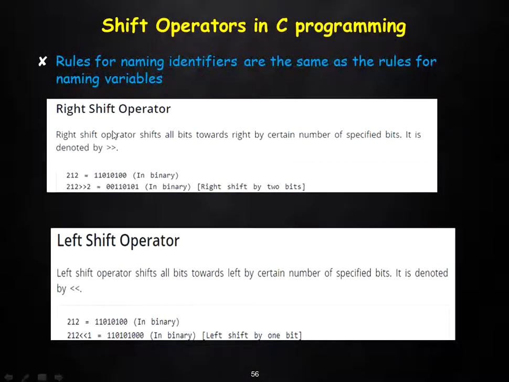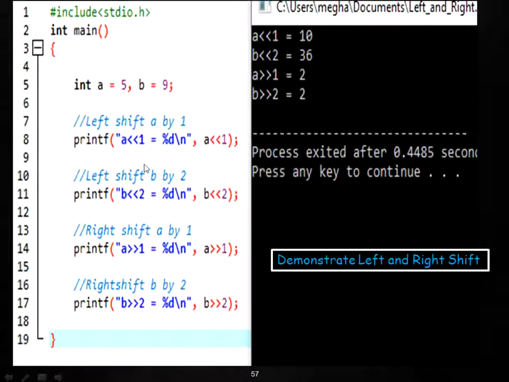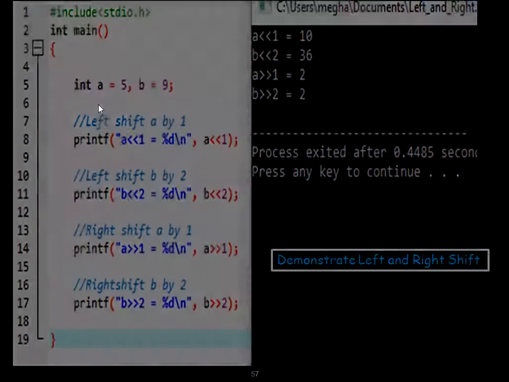So you have a right shift operator and you have a left shift operator. Let's see what they are. Say for example, you have A is 5 and B is 9. A is shifted first to the left by 1. So when we do that, we get 10. How? You will see in the next slide.